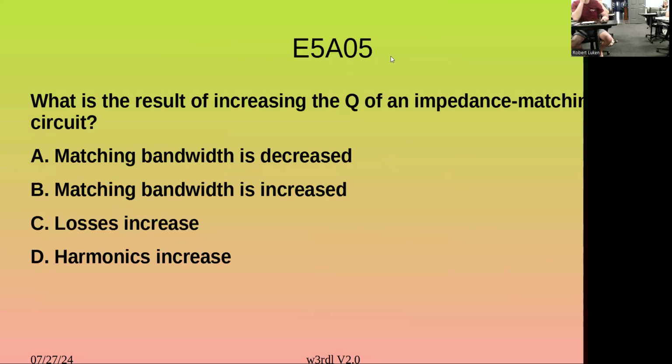What's the result of increasing the Q of an impedance matching circuit? A.